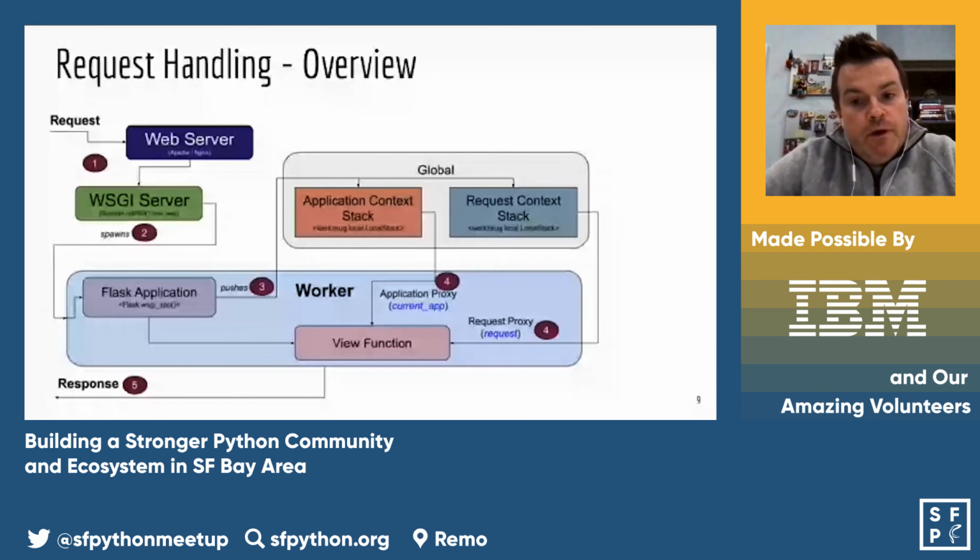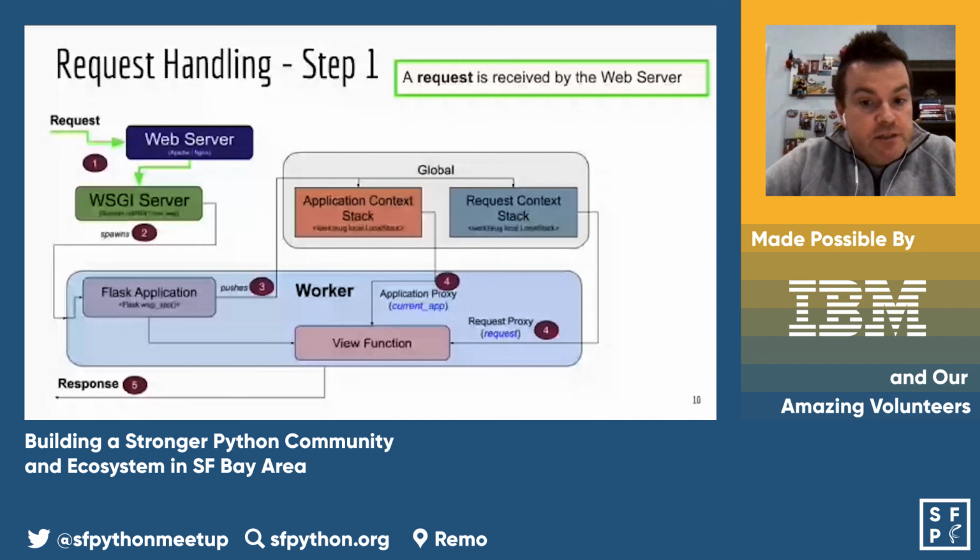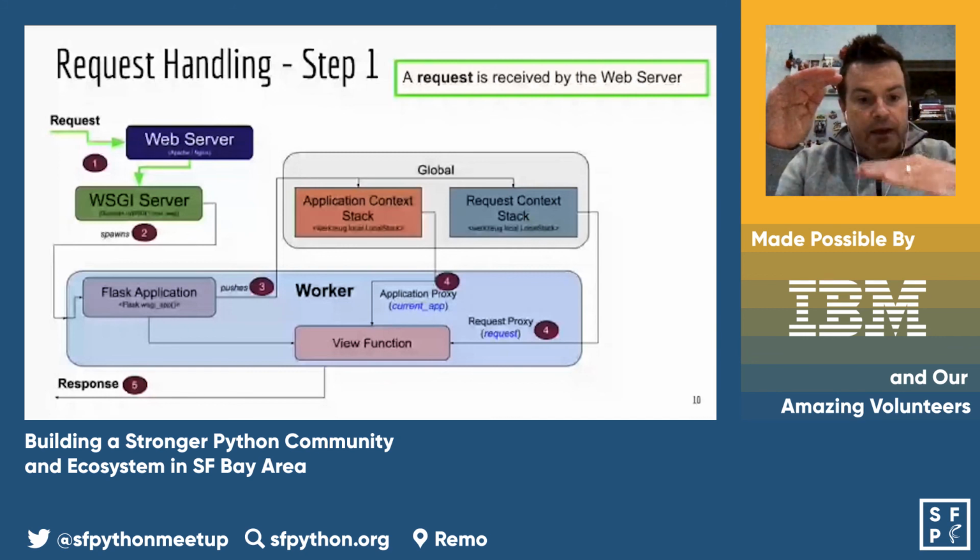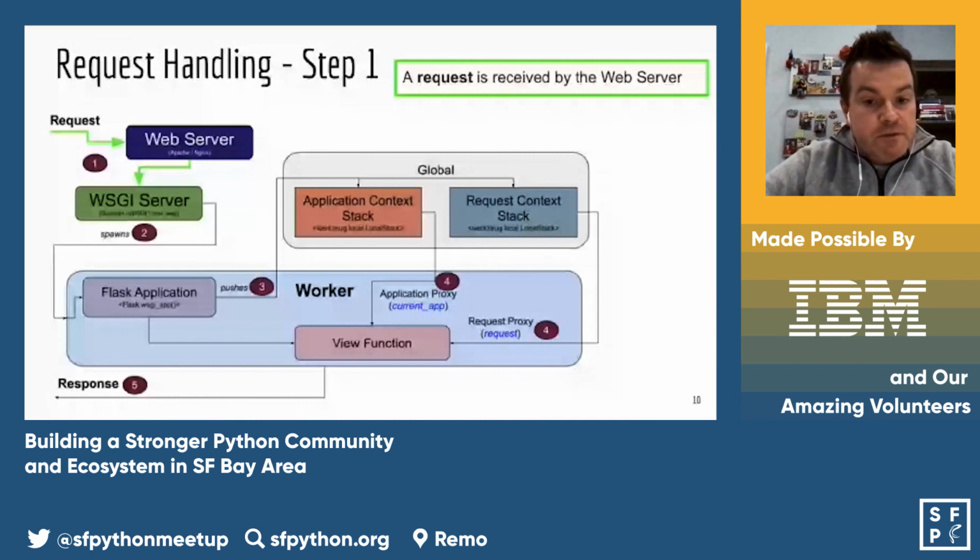Okay, so step one. Like we talked about before, a request comes in, it's received by our web server. Some common web servers would be Apache or Nginx. And then that web server passes the request along to a WSGI server, which again is that interface between the web server and your Python application that's running. Some examples of a WSGI server would be Gunicorn, uWSGI, mod_wsgi, and you can even consider the Flask development server to be a WSGI server.